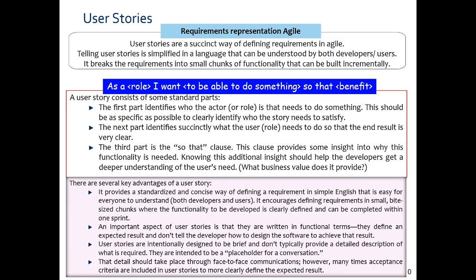So moving next is user stories. We all know this is the standard format. As a role, that is, as a user, I want to be able to do something. I want to register my profile so that I can look into the features. That is the benefit. This is a typical kind of template. Remember that it should not go beyond one statement.